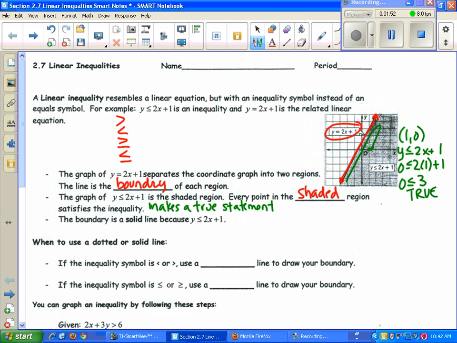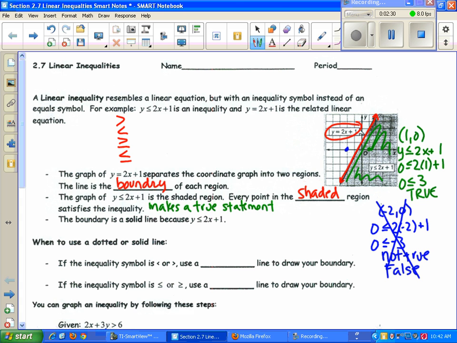That means any point that I pick in this shaded region will always satisfy the inequality and make a true statement. Whereas if I were to pick a point on the other side, such as negative 2, 0, and plug it into my inequality, 0 is less than or equal to 2 times negative 2 plus 1. 0 is less than or equal to negative 4 plus 1, which is negative 3. Notice that this is not true, which means it's false. So that's why it was not part of our solution set.